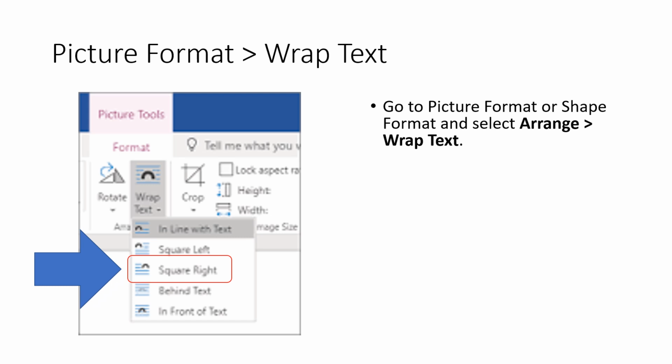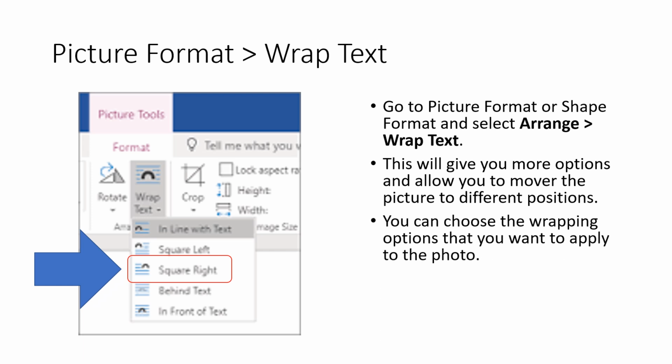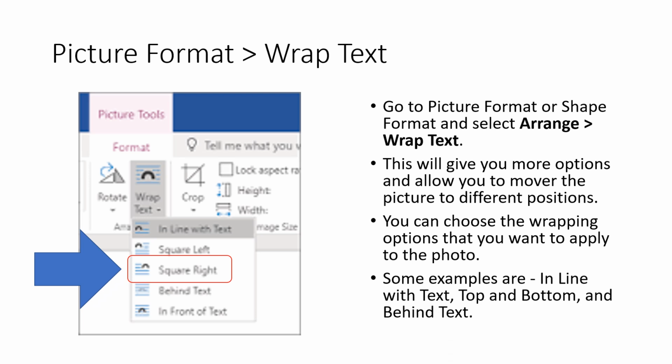So on this one, you go to Pictures Formats or Shape Formats, and then select Arrange, and then Wrap Text, and then it gives you a whole bunch more options that allow you to move the picture to different positions. And then you can choose what you want to do, and then you're going to apply that to the photo. In line with text, top, bottom, and behind text. I usually go in front of text, as I said.